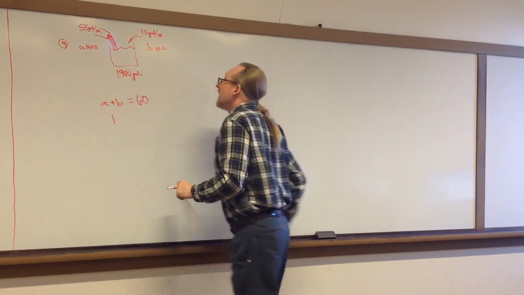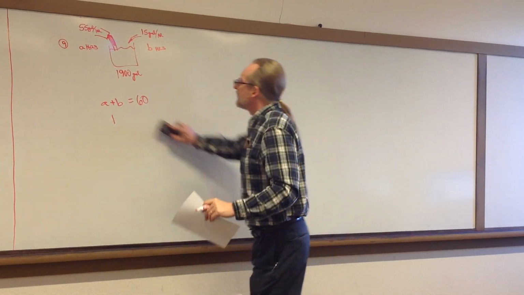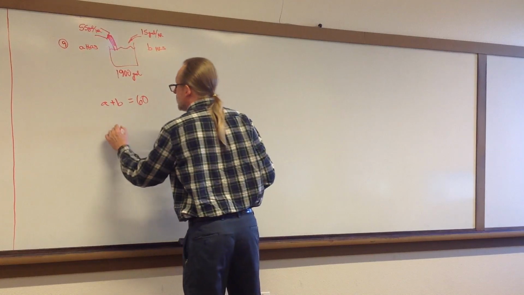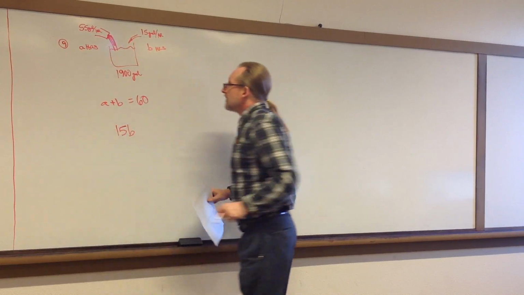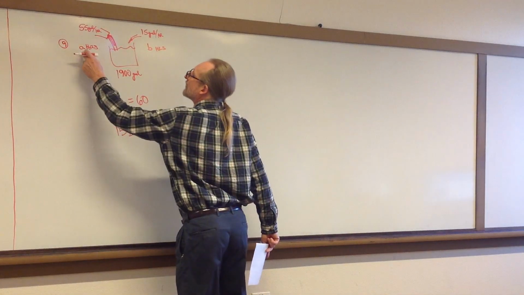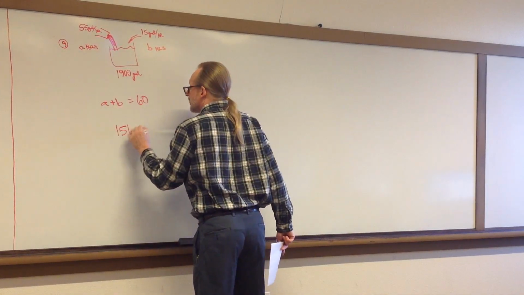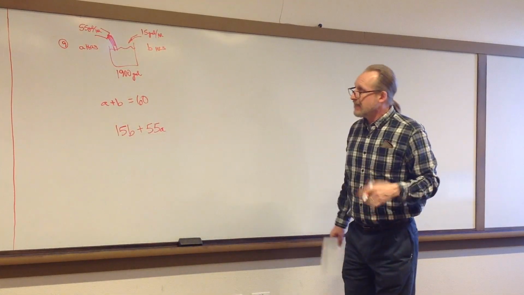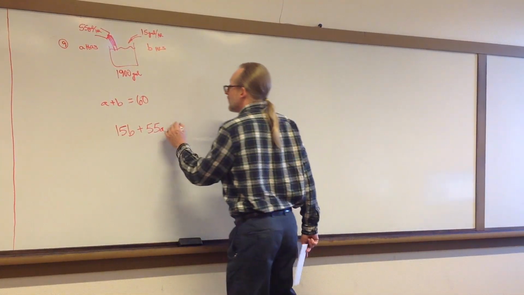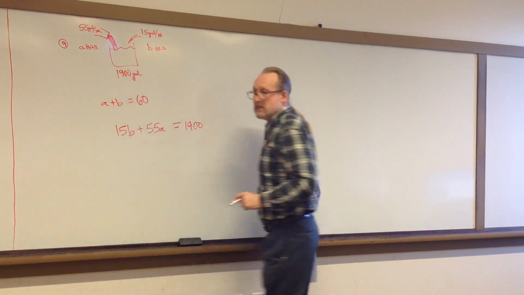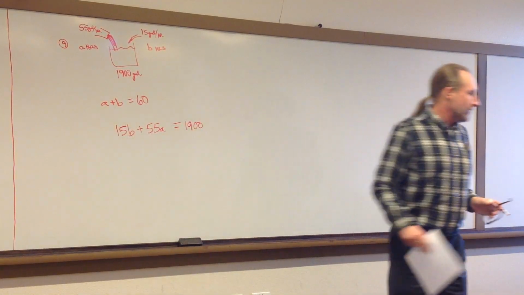Okay. And then if this one runs for B hours at 15 gallons per hour, that means it's going to put out 15 times B gallons of water. And this one runs for A hours at 55 gallons per hour. That means it's going to produce 55 times A gallons of water. And we want those to fill the tank, give us 1,900 gallons. Okay.